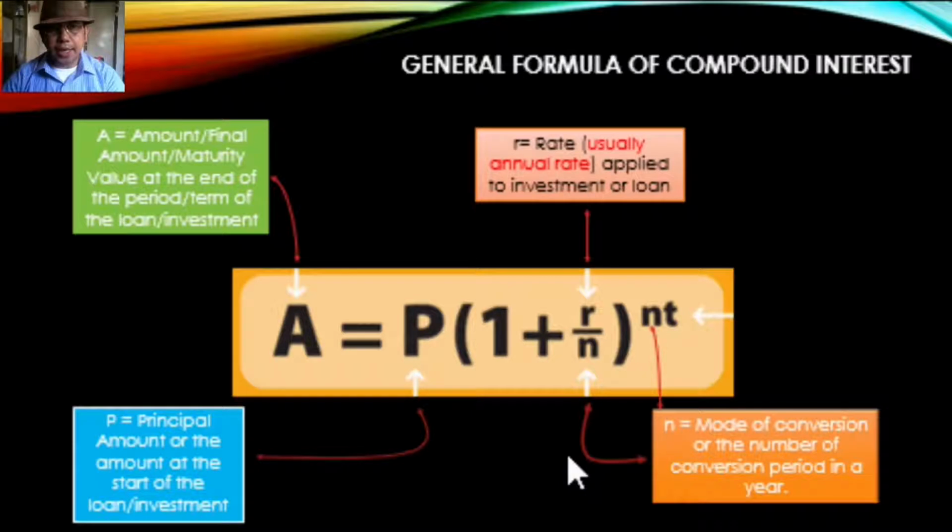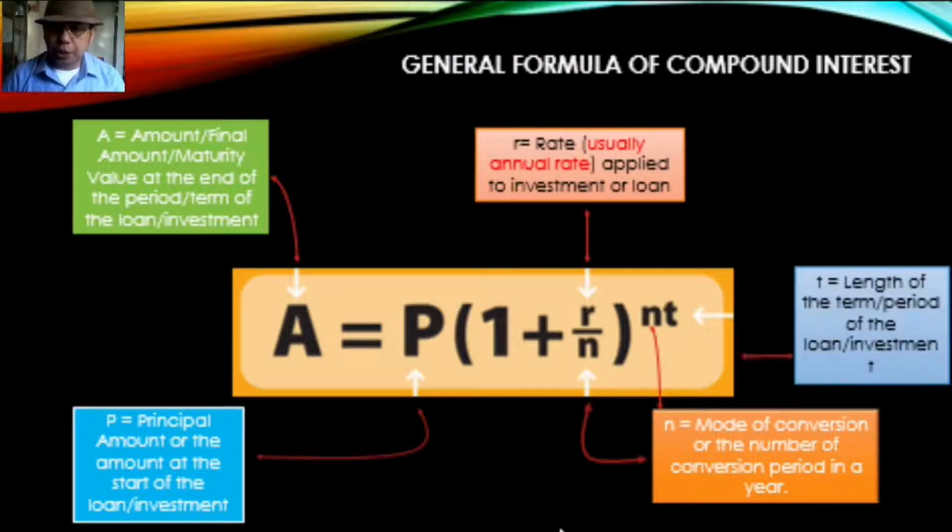You will notice n is used twice in this working equation, as a divisor of your annual rate and as exponent of your working equation. The next one would be the t. The t in this equation is the length of time or length of term or period of the loan or investment or any deposit for that matter.